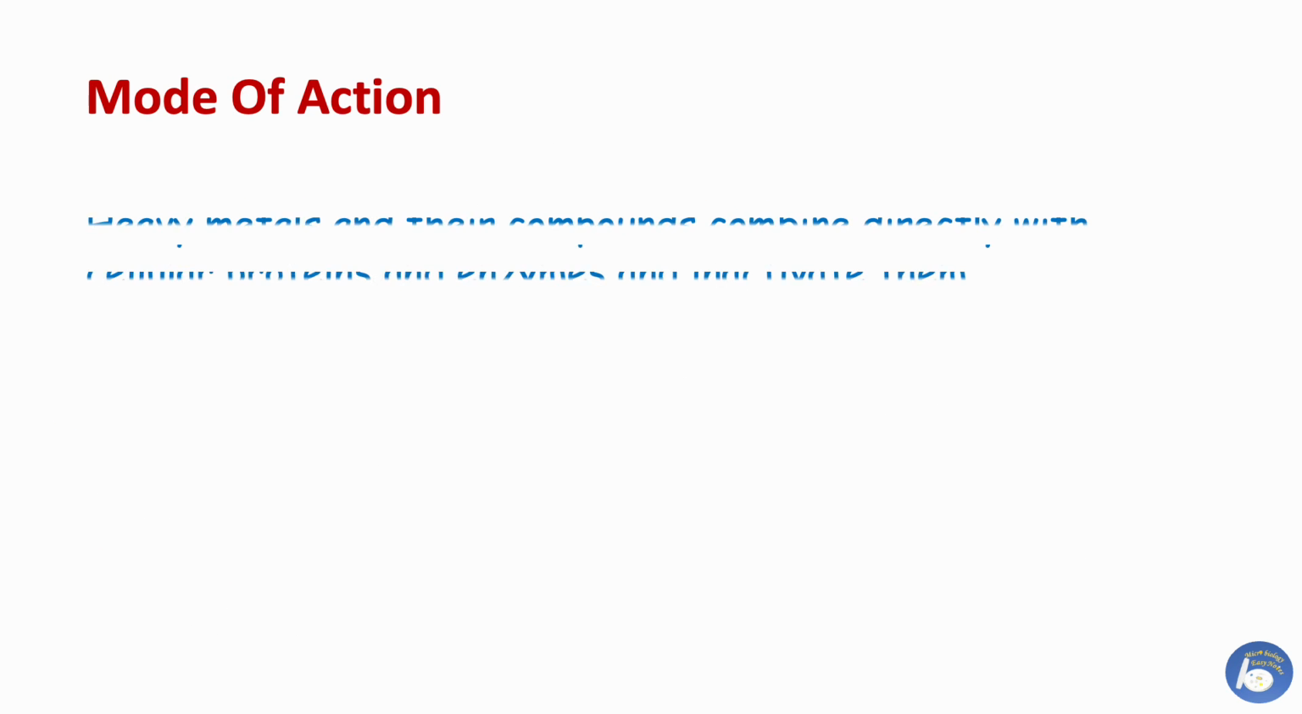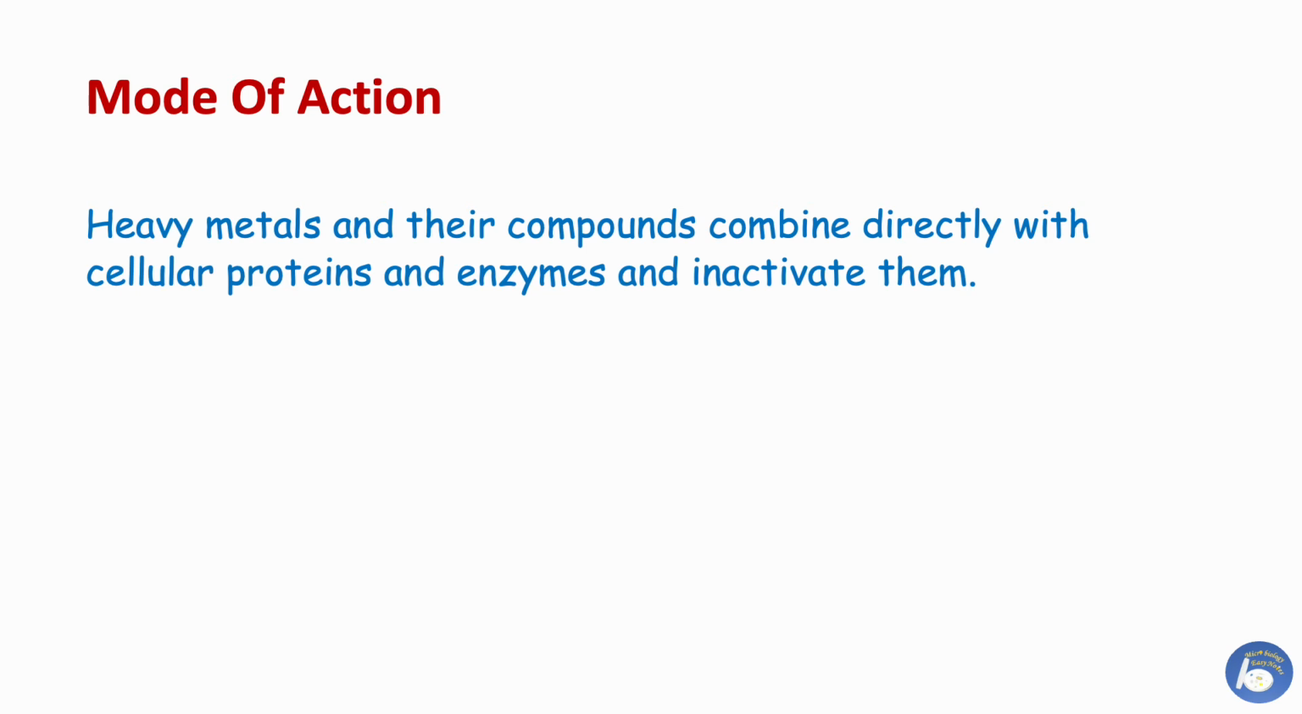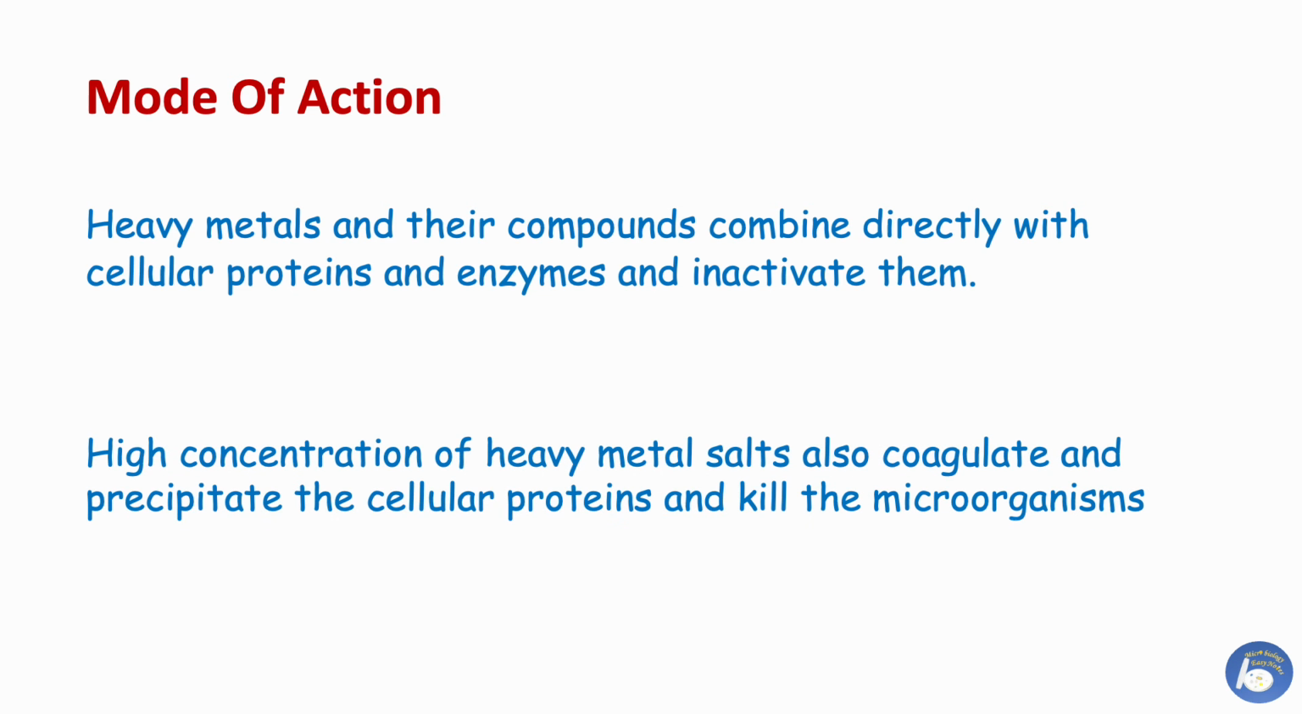Mode of action of heavy metals. Heavy metals and their compounds combine directly with cellular proteins and enzymes and inactivate them. High concentrations of heavy metal salts also coagulate and precipitate the cellular proteins and kill the microorganisms.